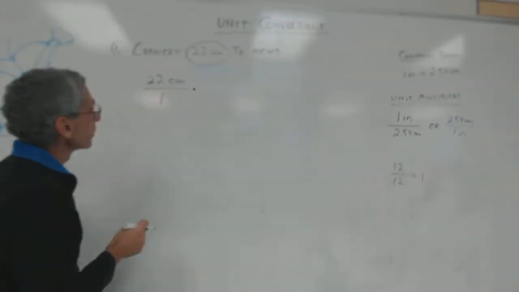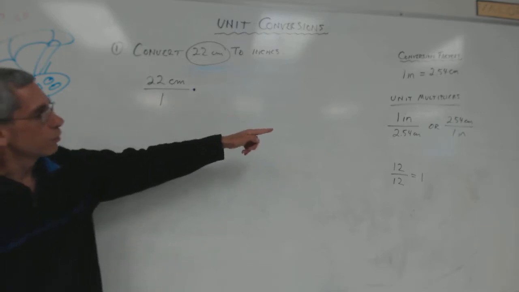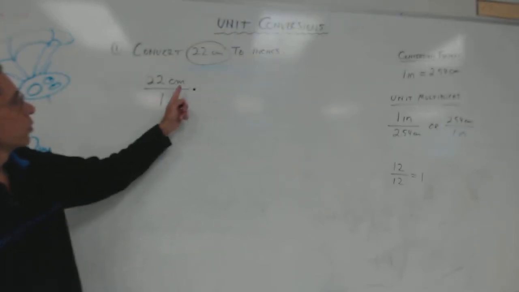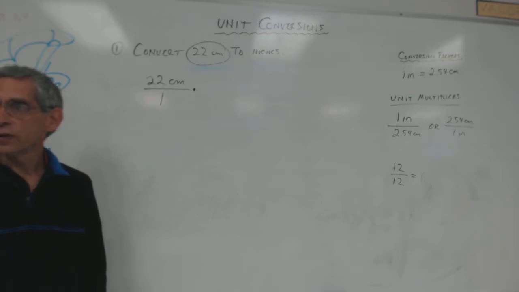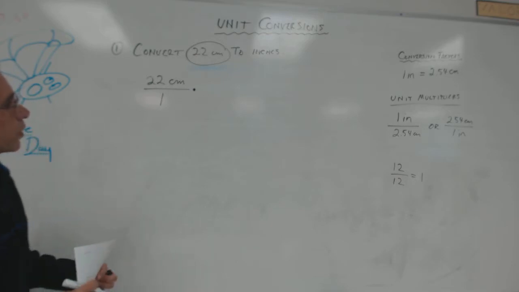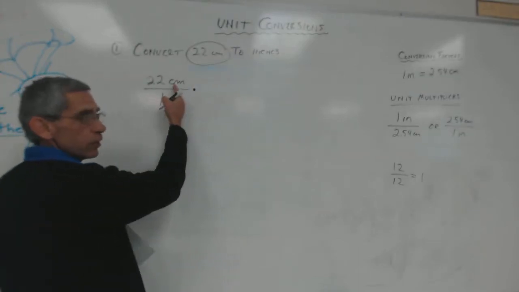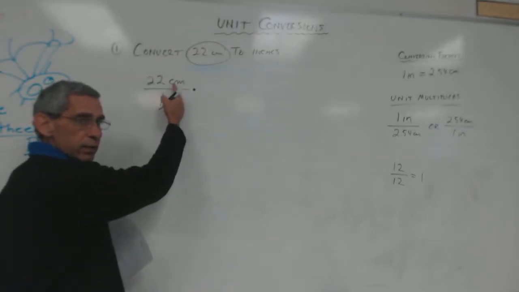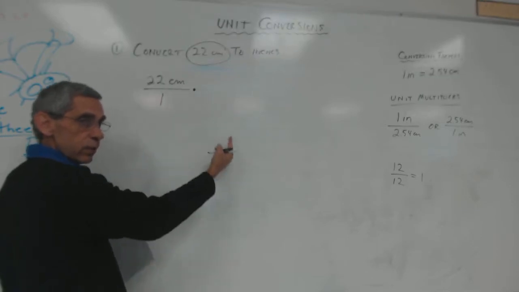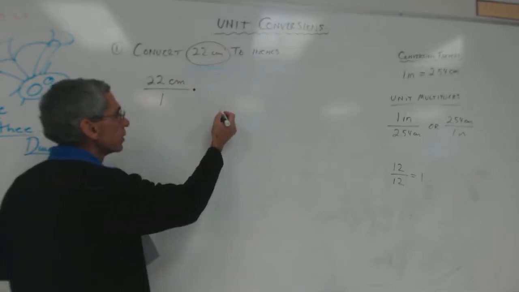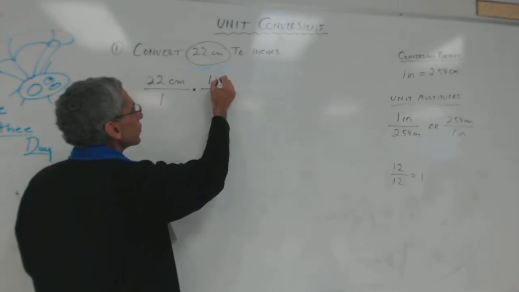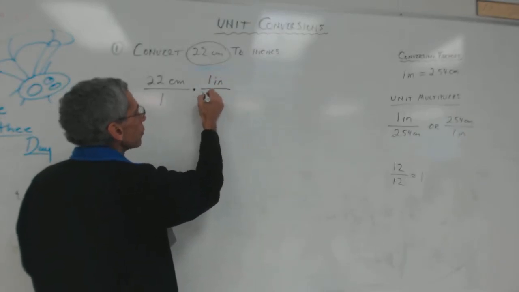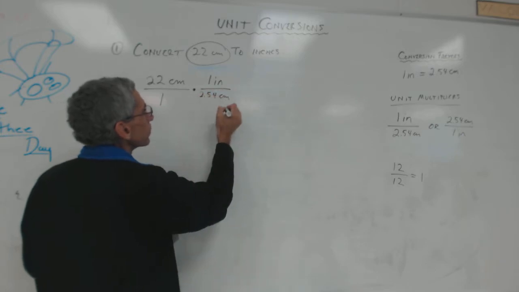Now, which one of those fractions, unit multipliers, would make the centimeters cross out with cross-reducing? The first one, yes, as long as centimeters is upstairs. As long as I have centimeters downstairs, they will cross-reduce, right? You with me? So I'm going to just write that first one. 1 inch over 2.54 centimeters.